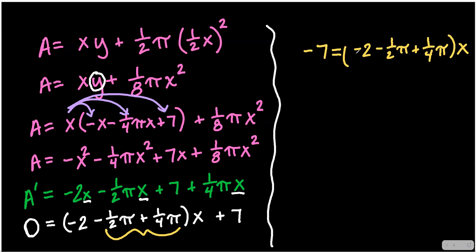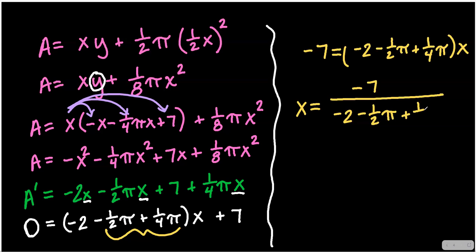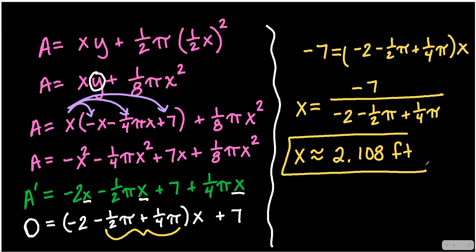I'm going to go ahead and divide both sides. So what I have then is x is equal to negative 7 divided by negative 2 minus 1/2 pi plus 1/4 pi. And I'm going to put that into a calculator and get that x is about 2.108 feet. So I have one of my two dimensions.